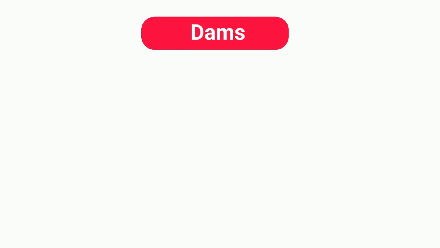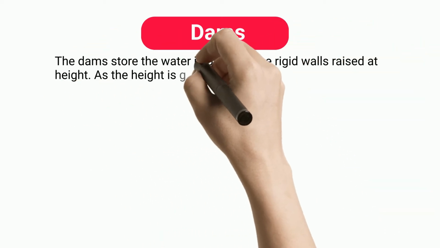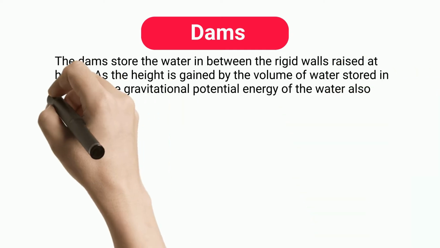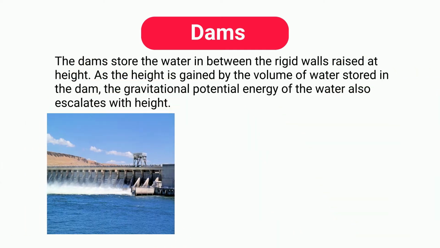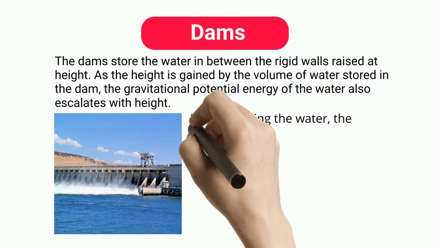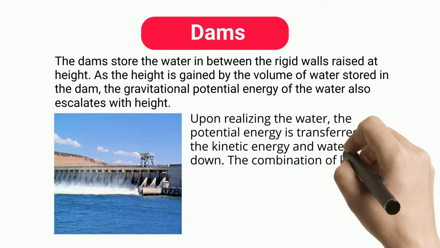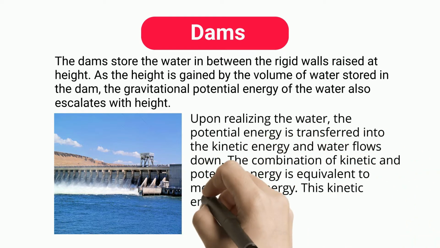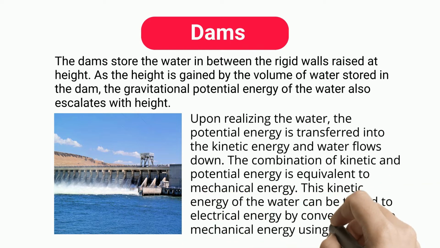Dams. The dams store the water in between the rigid walls raised at height. As the height is gained by the volume of water stored in the dam, the gravitational potential energy of the water also escalates with height. Upon releasing the water, the potential energy is transferred into kinetic energy and water flows down. The combination of kinetic and potential energy is equivalent to mechanical energy. This kinetic energy of the water can be traced to electrical energy by converting it into mechanical energy using turbines.